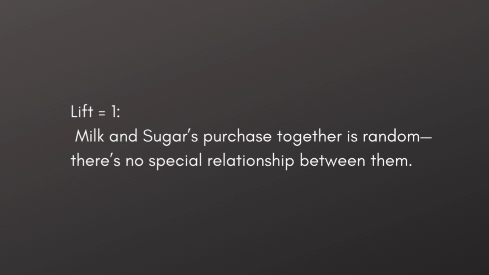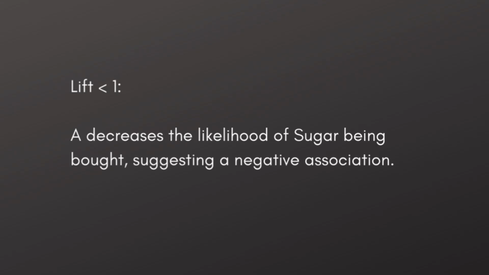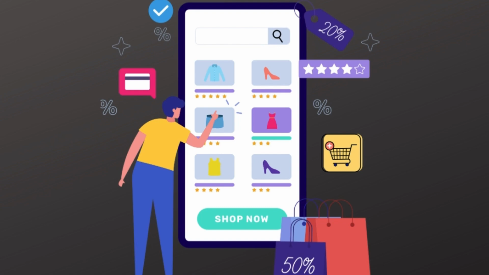A lift of one means that milk and sugar purchased together is purely random. There's no special relationship between them. While a lift that is less than one decreases the likelihood of sugar being bought, suggesting that there's a negative association between them. So can you see how valuable market basket analysis can be for businesses, especially retail stores like supermarkets and e-commerce platforms? By analyzing the purchase patterns, they can strategically place products that are frequently bought together side by side, or they can bundle them to boost sales through psychological tactics.